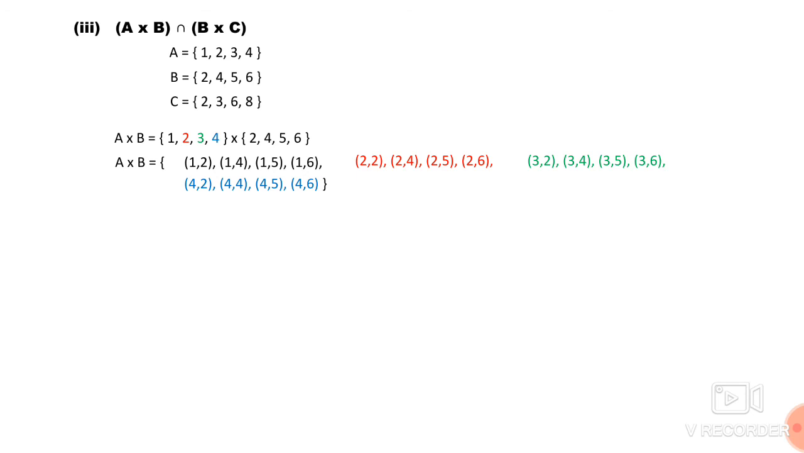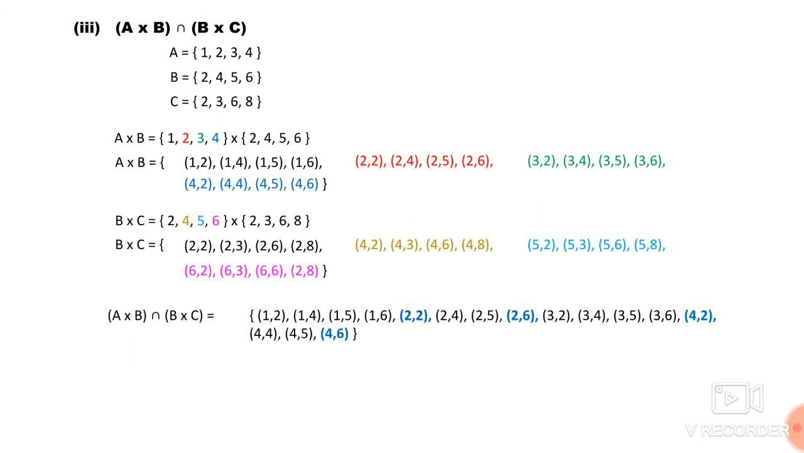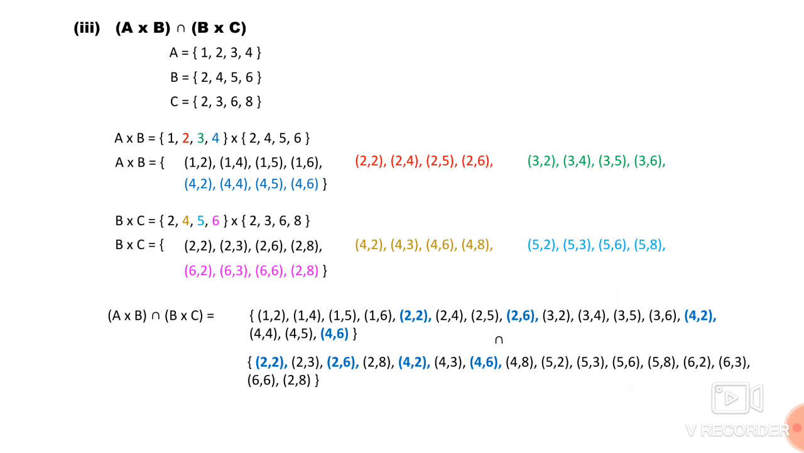Okay, in the exact same way you will find B cross C. Pairs of 2, pairs of 4, pairs of 5 and pairs of 6. This is B cross C. Now you will find the intersection of these two sets, A cross B and B cross C. A cross B is this, intersection B cross C is this.